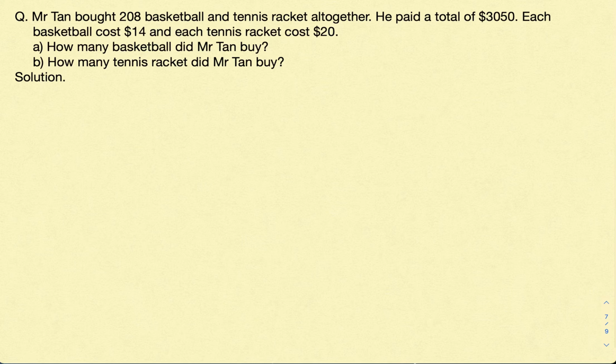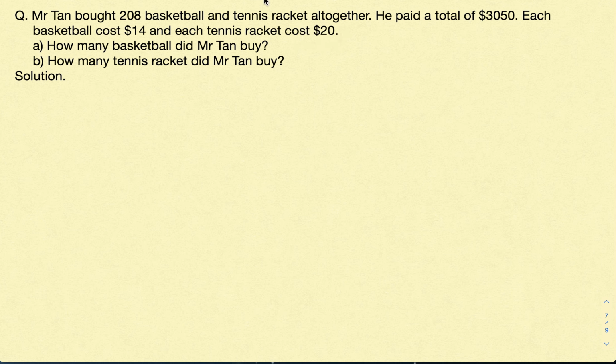So let's do another interesting word problem on whole numbers. For that, let's read the question first. Mr. Tan bought 208 basketballs and tennis rackets altogether. He paid a total of $3,050. Each basketball cost $14 and each tennis racket cost $20. How many basketballs did Mr. Tan buy? That's part A of the question. And part B is how many tennis rackets did Mr. Tan buy?